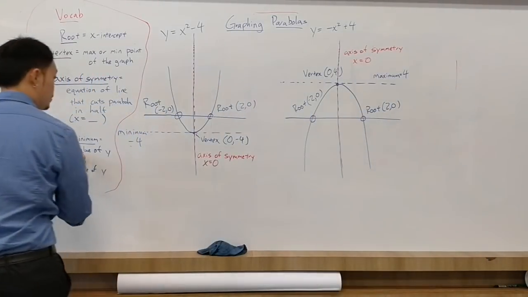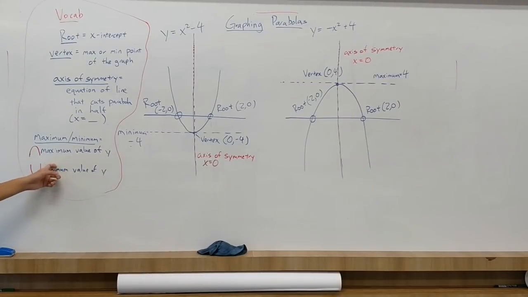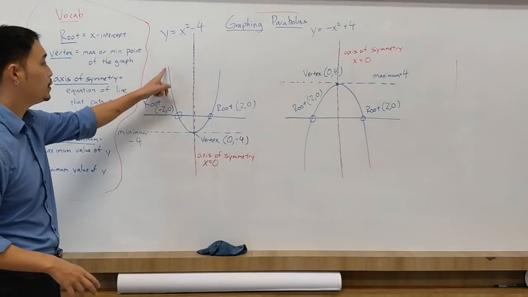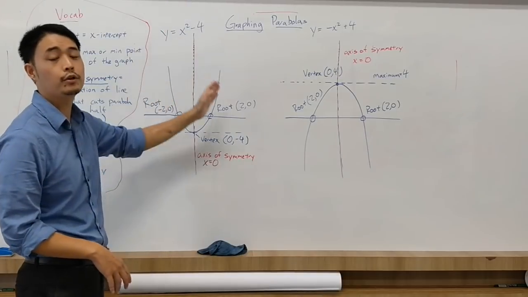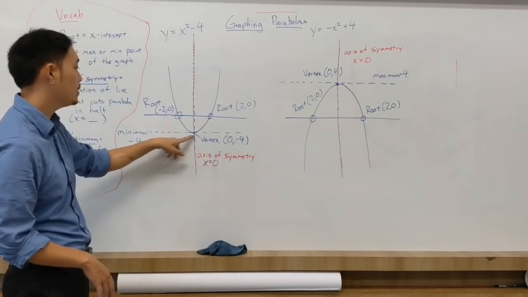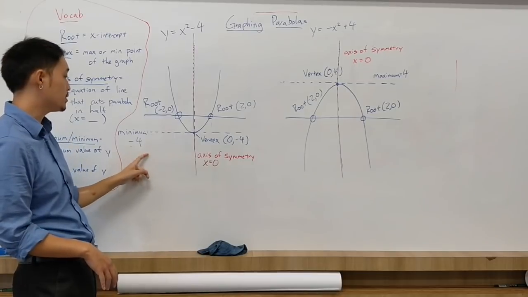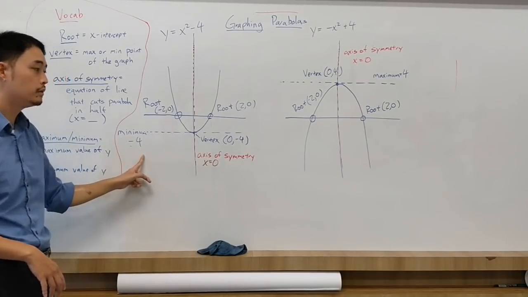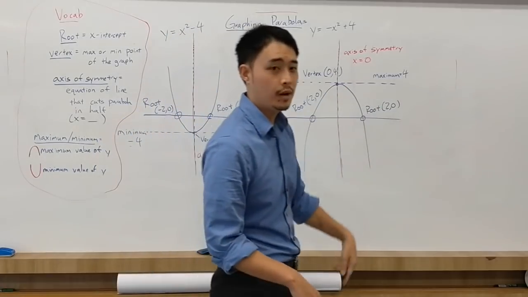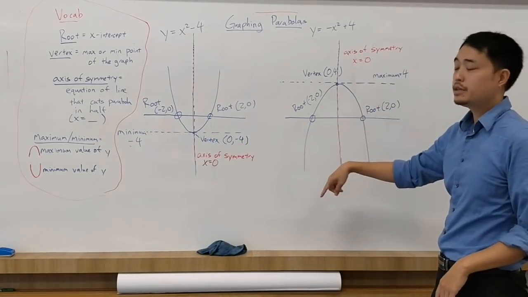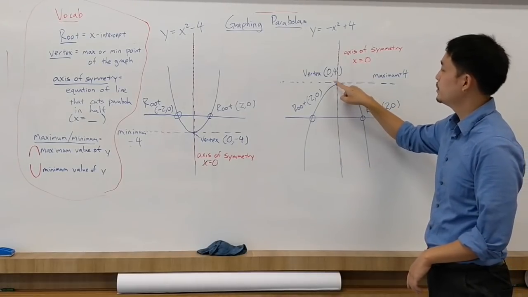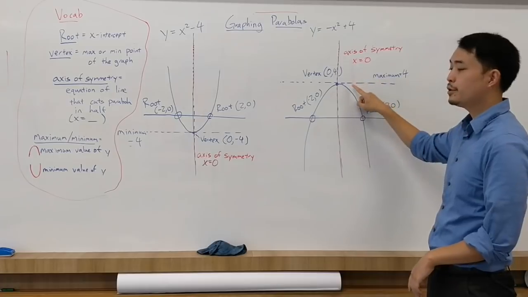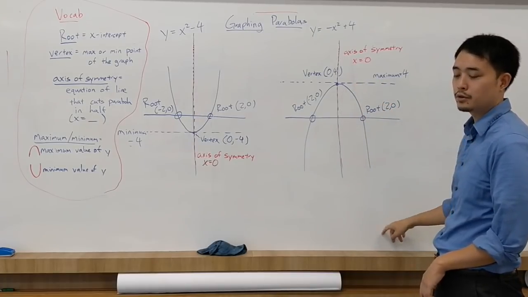And finally, related to the vertex, we have a maximum or minimum. So that means the maximum or minimum value for y. Now for a happy face parabola, there is no maximum, because the parabola goes on forever. But there is what we call a minimum. This is as low as the parabola goes. In this case, the minimum is negative 4. For a sad face parabola, for a parabola opening down, what we have is a maximum because this is as high as the parabola goes. So in this case, the maximum is 4, but there is no minimum because it goes on forever.